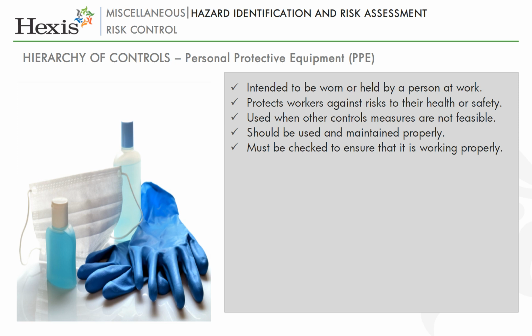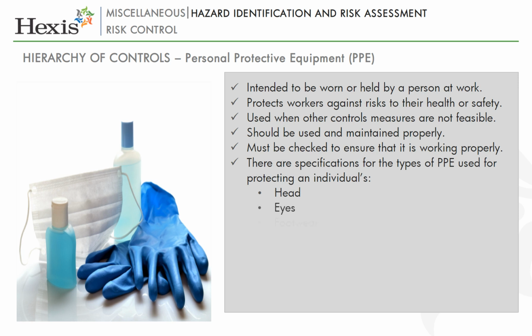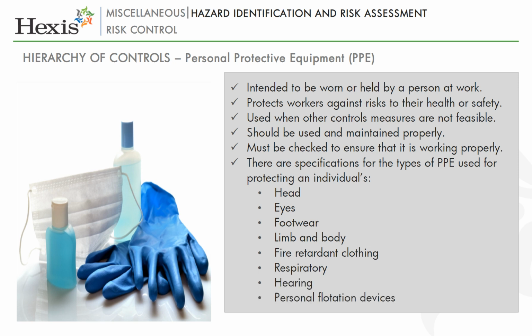PPE is usually chosen to provide protection appropriate to each type of hazard present. There are specifications for the types of PPE used for protecting an individual's head, eyes, footwear, limb, and body, as well as fire retardant clothing, respiratory, hearing, and personal flotation devices. It may also include required apparel, for example, when traffic hazards are present, high visibility and distinguishable vests must be worn.